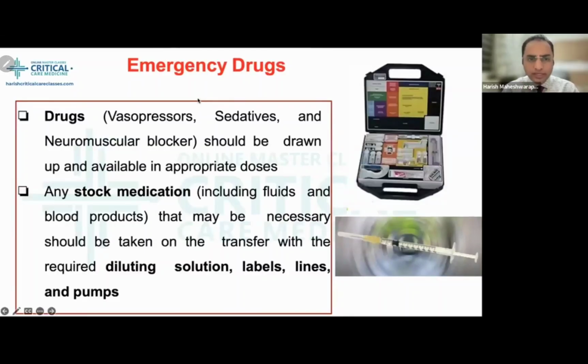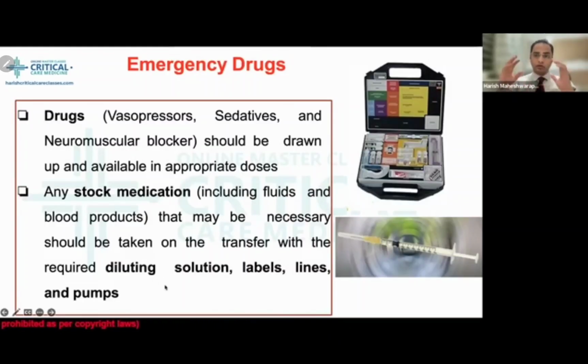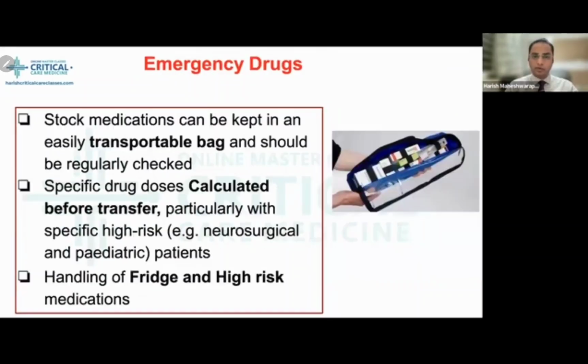When it comes to emergency drugs, which include all vasopressors, sedatives and neuromuscular blockade medications, as I already told, any stock medications, including fluids and blood products, if appropriate in a trauma patient, that may be necessary, should be taken on the transfer with the required diluting solution, labels, lines, and the pump. Sometimes blood is arranged, but we don't want to wait till we transfuse the blood. You can initiate and take that blood bag, and we can consider transferring a particular patient.